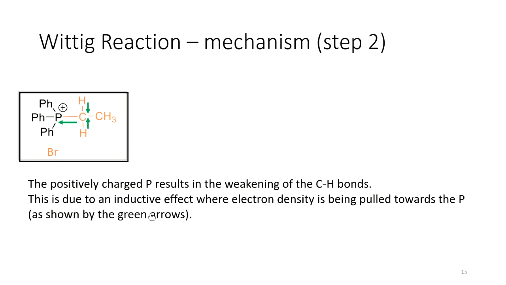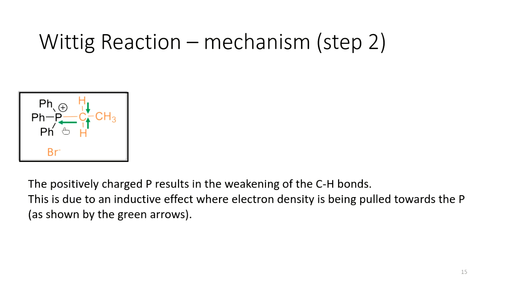So the fact that we have this positively charged phosphorus is what allows us to have the second phase of the Wittig reaction. Because if the carbonyl is going to be the electrophile, we need to transform what's left of our alkyl halide into the nucleophile. And having this positively charged phosphorus helps us to do that.